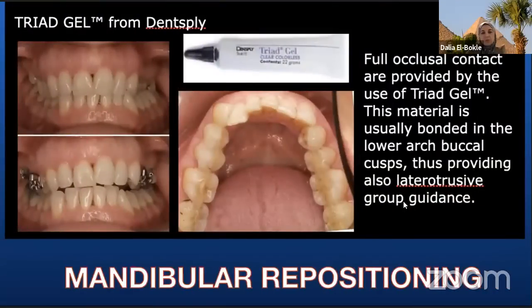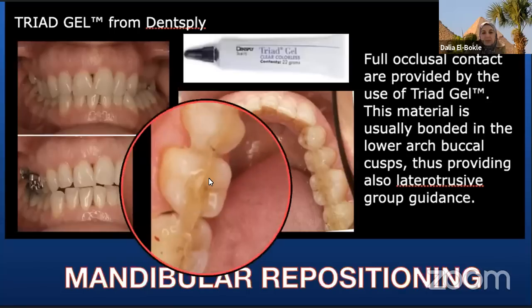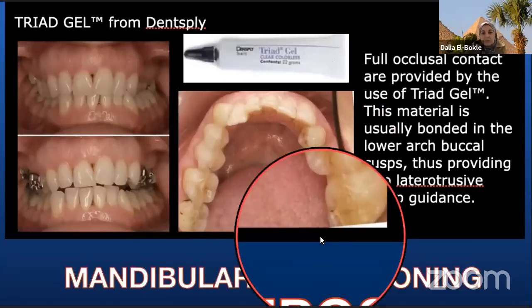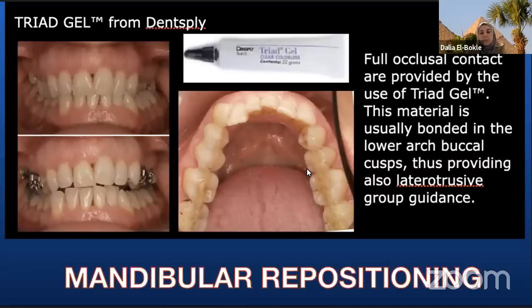And what they use is triad gel, just like they used it before when I showed you their article on anchorage reinforcement using the bite turbos. Here they use the triad gel and bond it to the occlusal surface of the lower arch. You can see here how they place it on the posterior teeth. It provides full occlusal contact, and they do test the triad gel and adjust it for proper lateral intrusive group guidance.